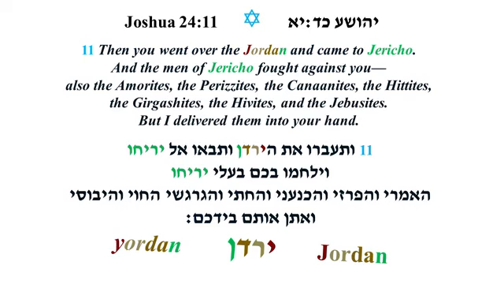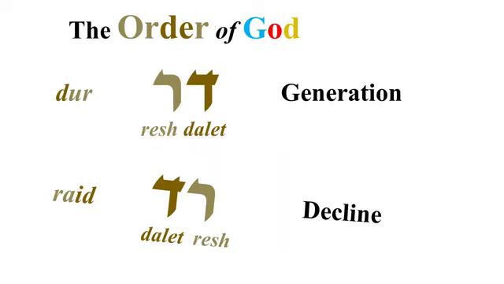And why? What does the river do? The river flows down. And so it has that Resh Dalet, declining, 2 letters in it. Very nice. So we have, look at the order of God. Okay, if you put Dalet Resh, you get generations. If you put Resh Dalet, it's declining.